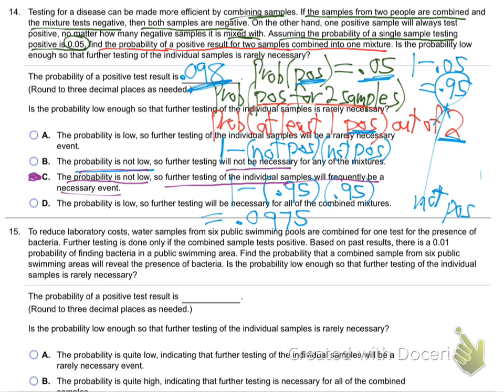Does that make sense, though, how we got the at least? You getting the hang of the at least one? 1 minus not whatever they're saying. Whatever they're saying. All right.